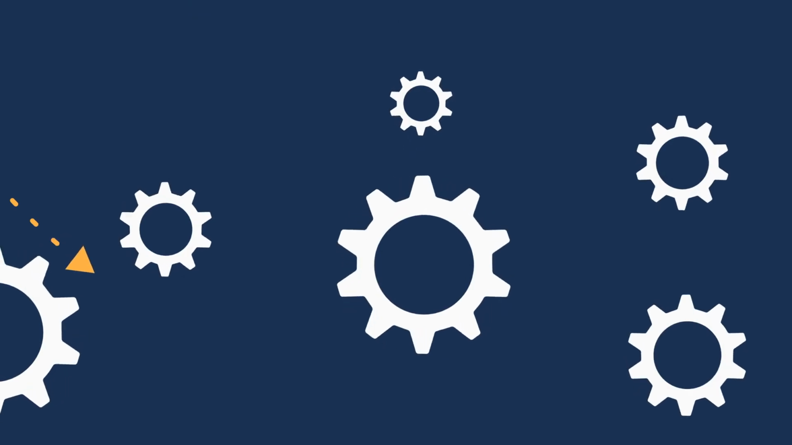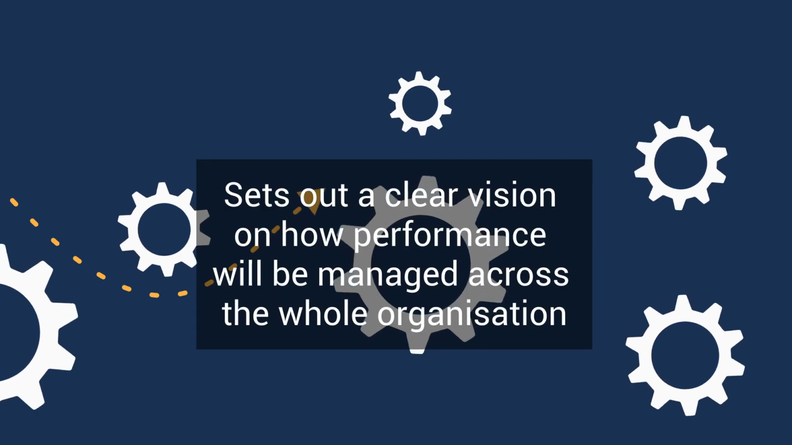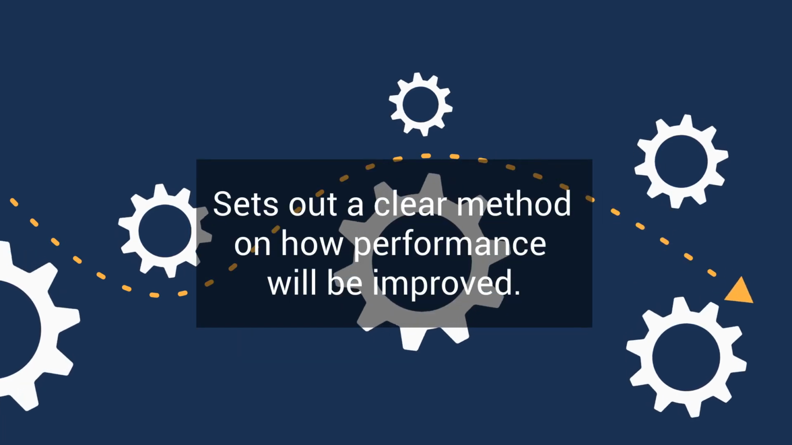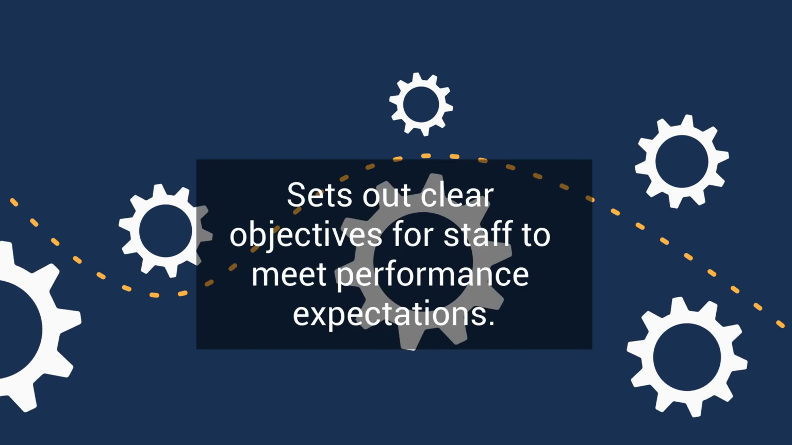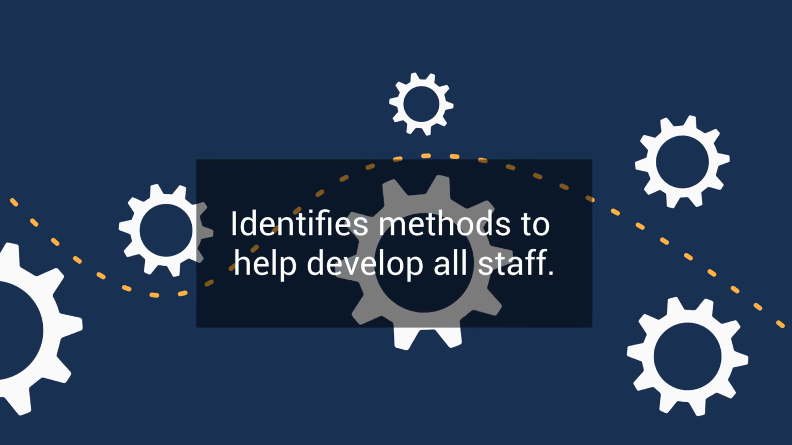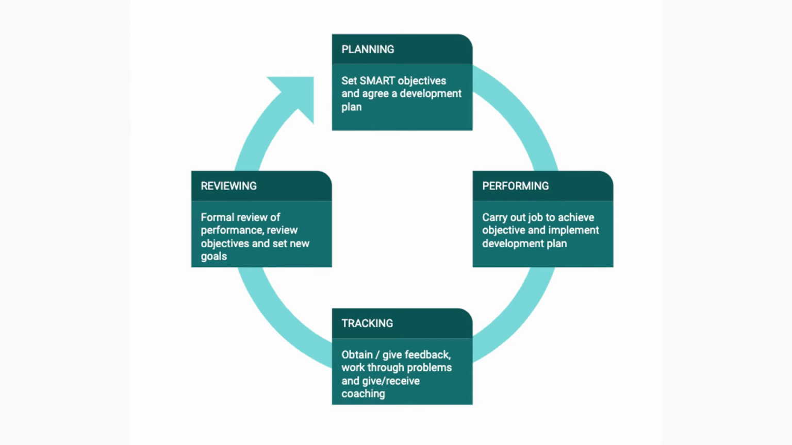Performance management strategies should be an ongoing process which does the following: sets out a clear vision on how performance will be managed across the whole organization; sets out a clear method on how performance will be improved; sets out clear objectives for staff to meet performance expectations; identifies methods to help develop all staff. The performance management cycle has 4 steps.